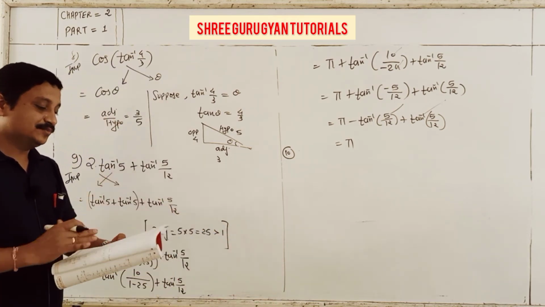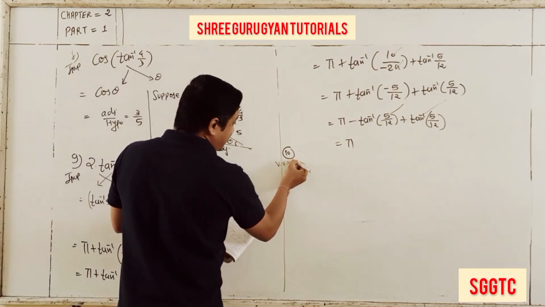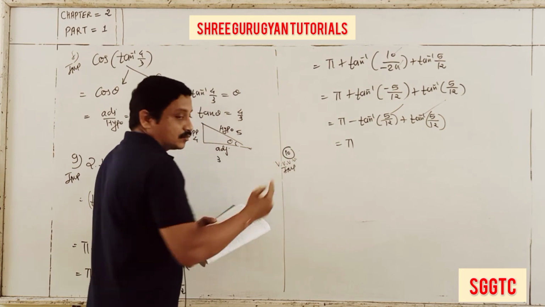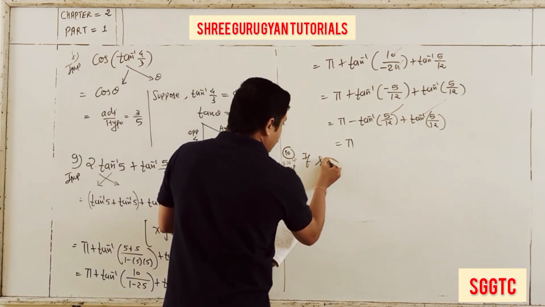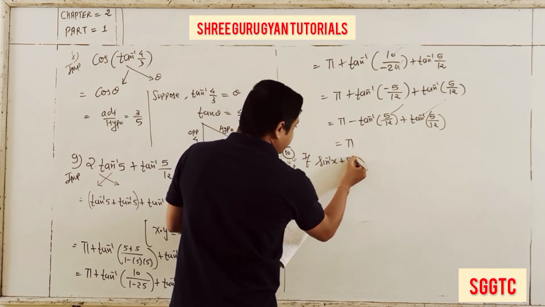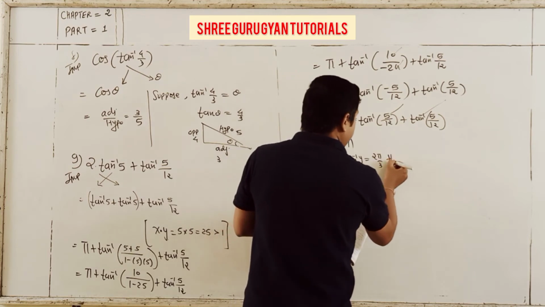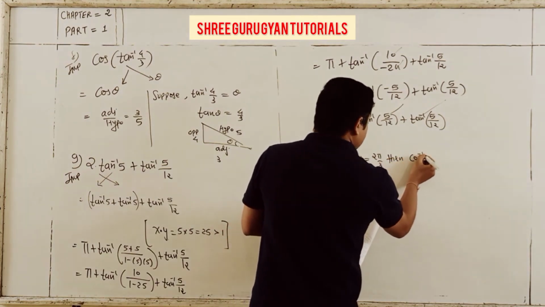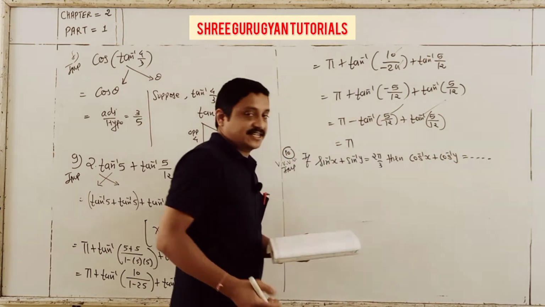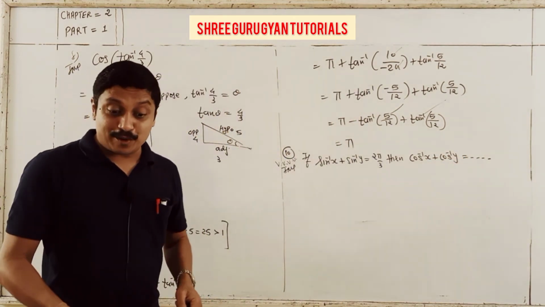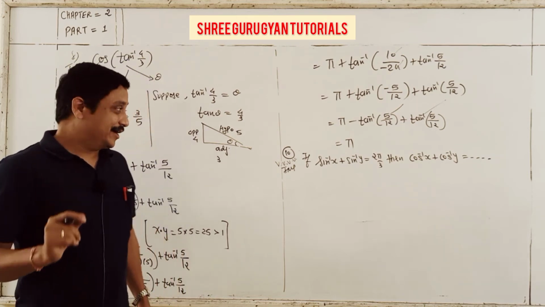Yes, the 10th is also a very interesting question and is asked many times in exams. My question is: if sin inverse x plus sin inverse y is 2 pi by 3, then cos inverse x plus cos inverse y is dash dash dash. Here also the same basic property applies.